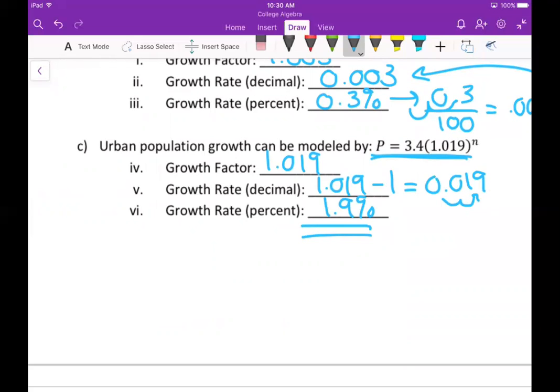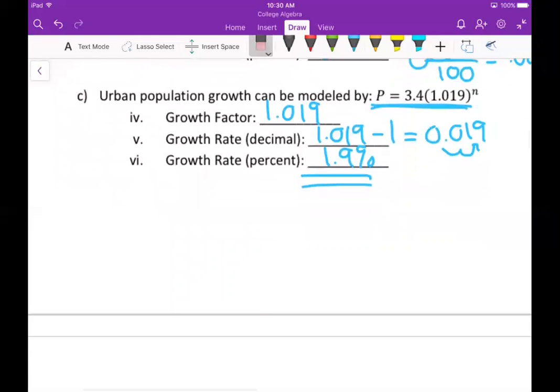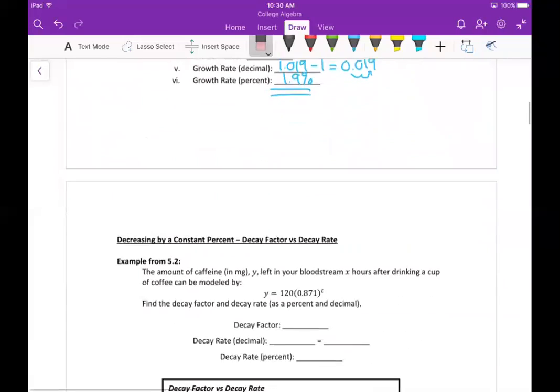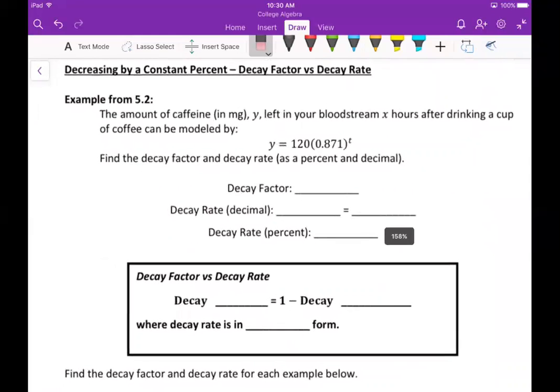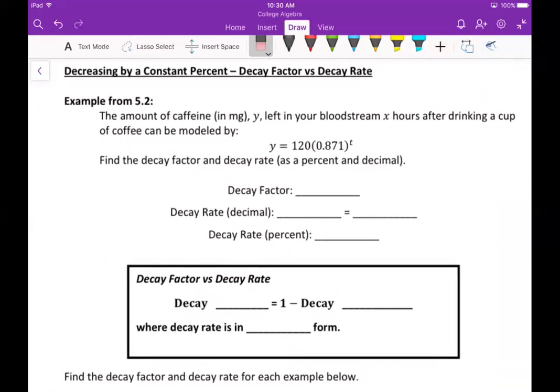Okay. Now, it tends to be that growth rate and growth factor are kind of easy to see the relationship there. Whereas with decay rates and decay factors, the relationship between them is a little bit harder and a little bit less intuitive. So let's look at an example of how to get from the decay factor to the decay rate and vice versa. So back in 5.2, we had an example of decay. I'm going to take that caffeine example. So we came up with the function y equals 120 times 0.871 for our decay factor.